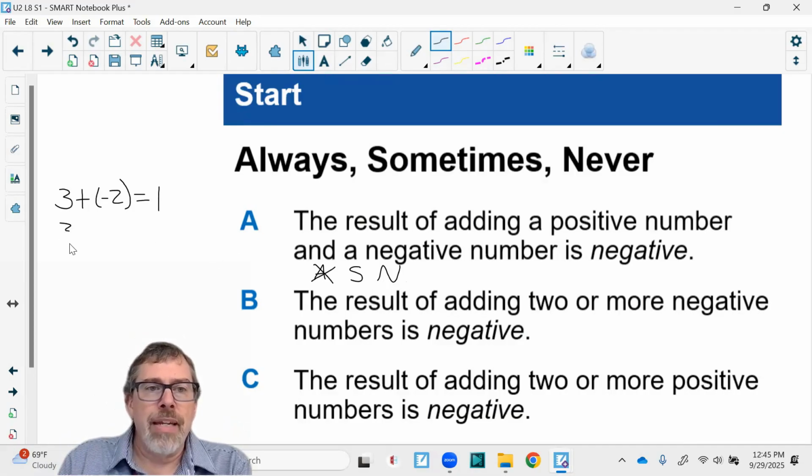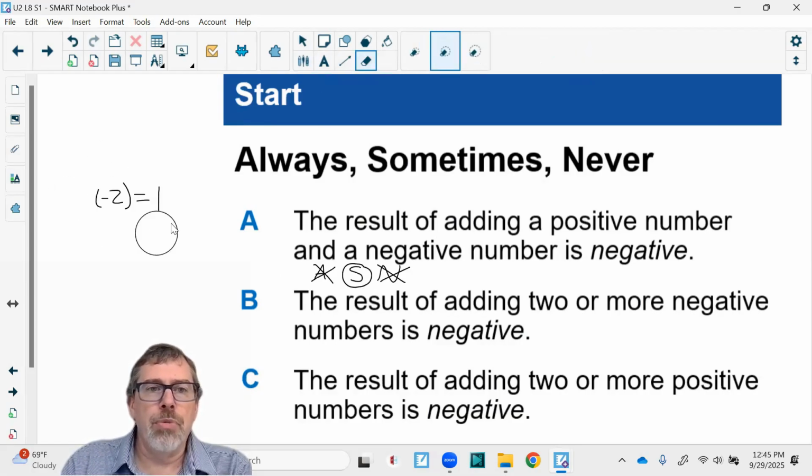But if I use that same 3 and then I add a negative 4, 3 plus negative 4 is negative 1. So it's not never, because I just gave you an example of one, so this must be sometimes. Okay, there's the first one.